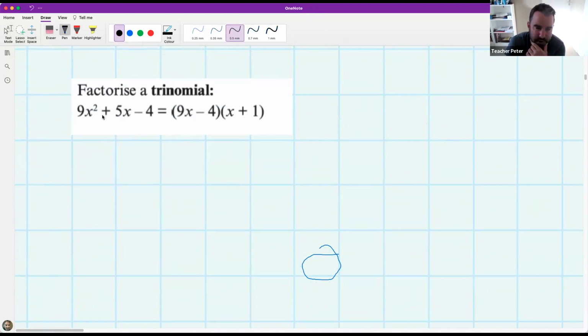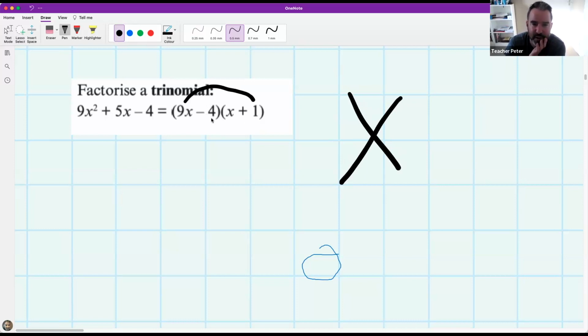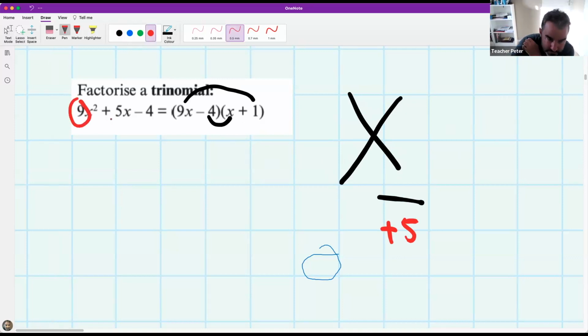I start by seeing that it's in standard form, and then I draw a cross for the cross multiplication that happens. Basically, this being multiplied by this and this being multiplied by this. And then I write down the middle term, which is plus 5. Then I look at the very first term and I say, what are the numbers that when multiplied together will give me 9? I only have two choices. I can either have 9 and 1, or I could have 3 and 3, because 3 times 3 is 9, or 9 times 1.